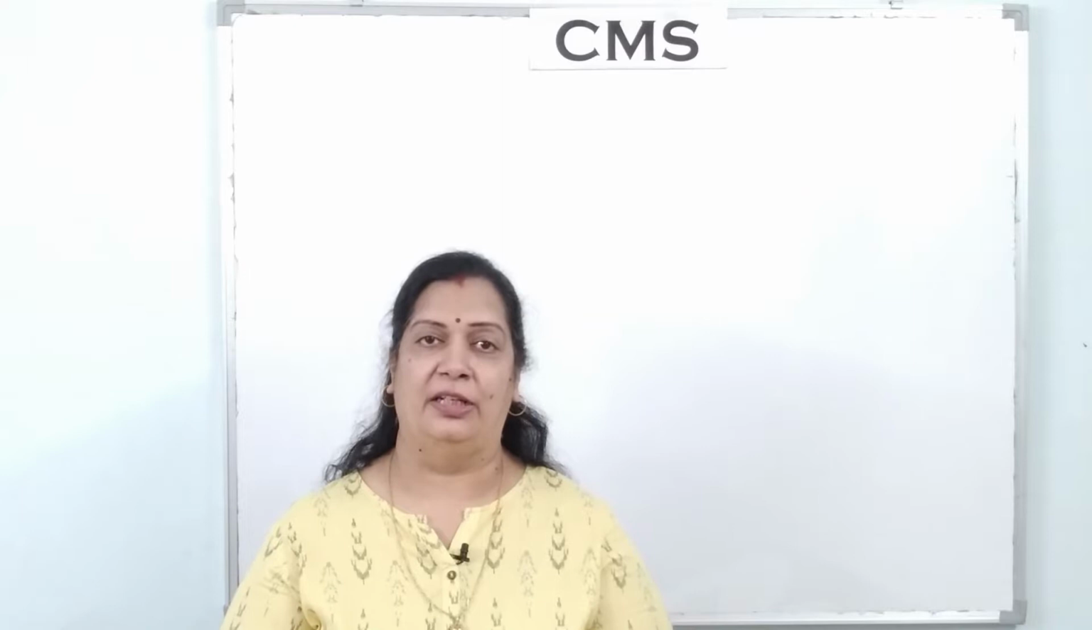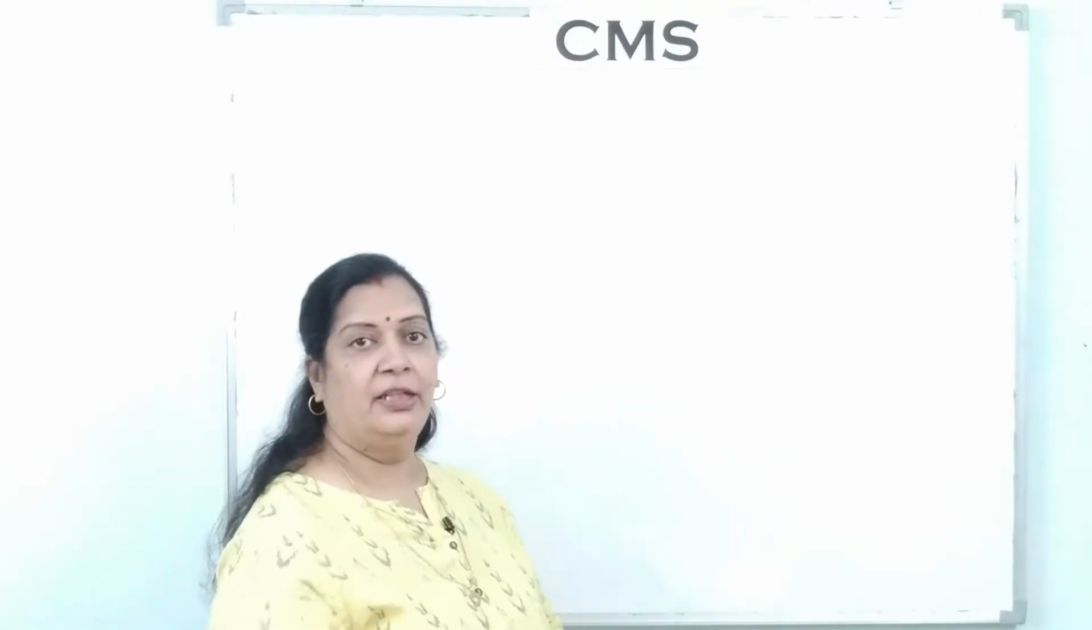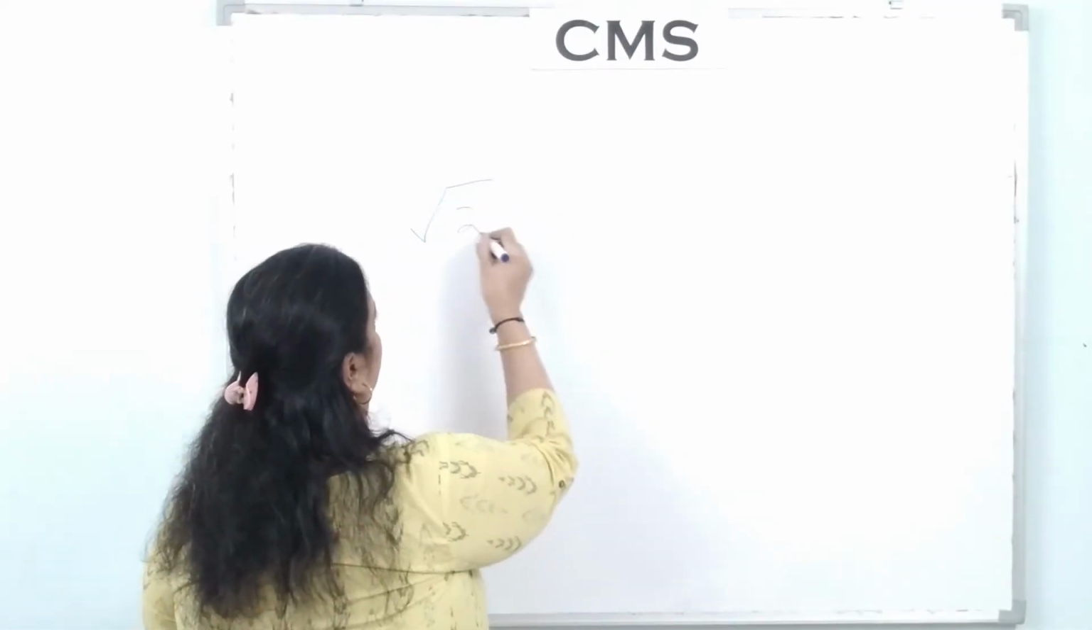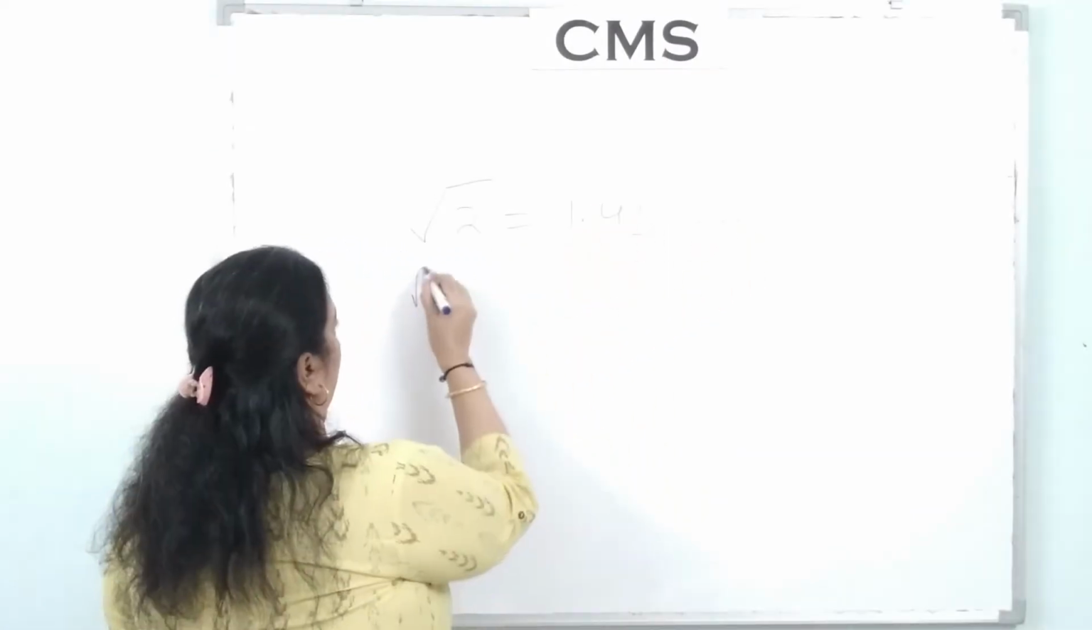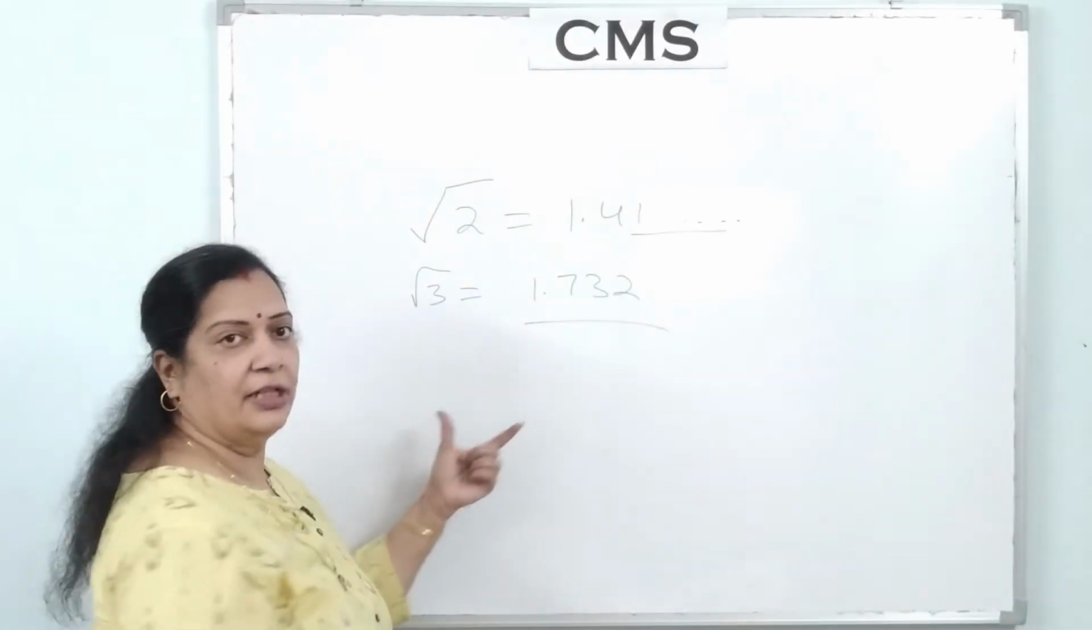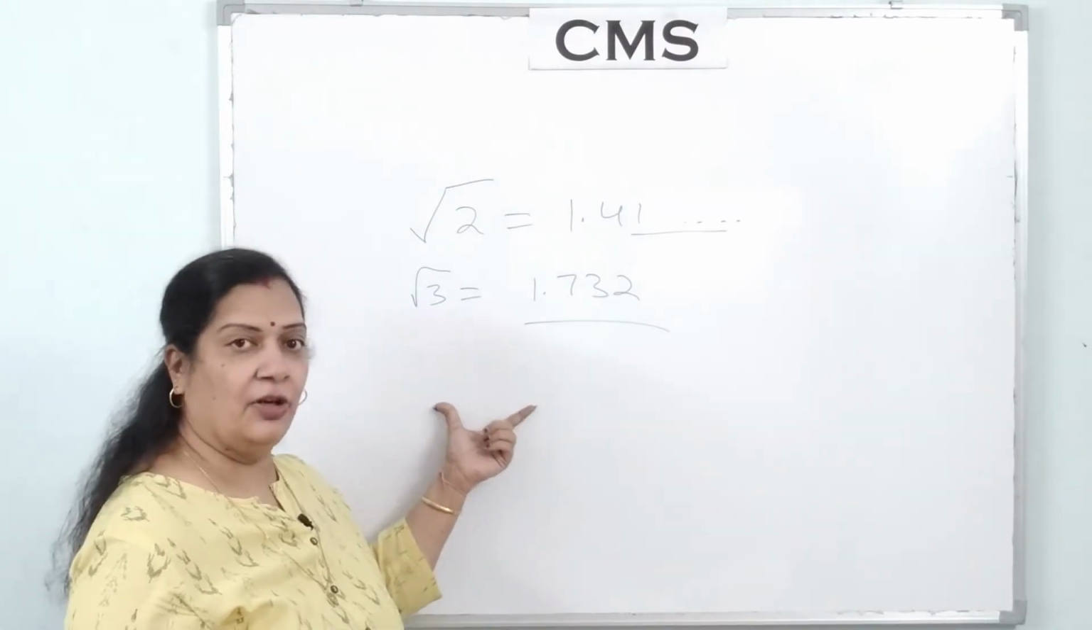हमने irrational और rational numbers के बारे में 9th क्लास में पढ़ा है, where we studied that real numbers are the combination of rational numbers and irrational numbers. Today we are going to prove why these numbers are irrational. For example, root 2, root 3, root 5 are irrational numbers. As we studied in class 9, the value of root 2 is 1.41 and so on. Root 3 is 1.732. These numbers are non-terminating, non-repeating.